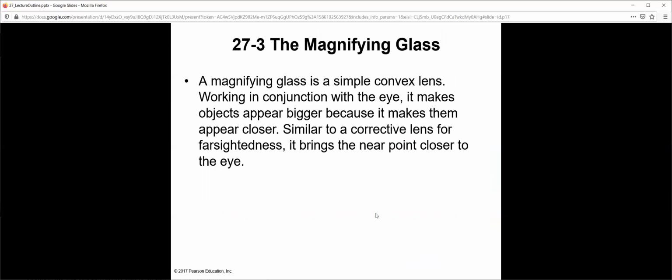Let's talk magnifying glasses. A magnifying glass is a simple convex lens. It works in conjunction with the eye to make objects appear bigger. It makes objects appear bigger because it makes them appear closer. Similar to corrective lenses for farsightedness, they're basically big corrective lenses.